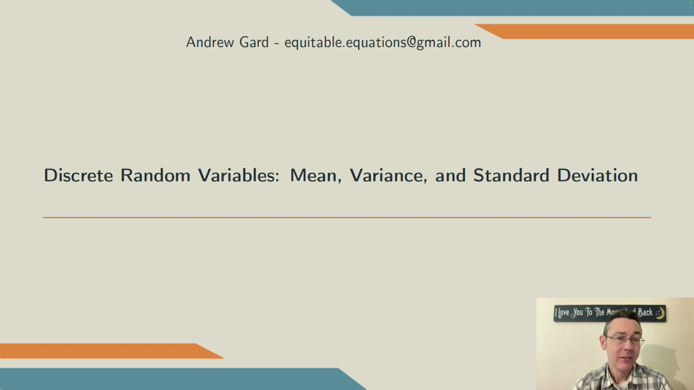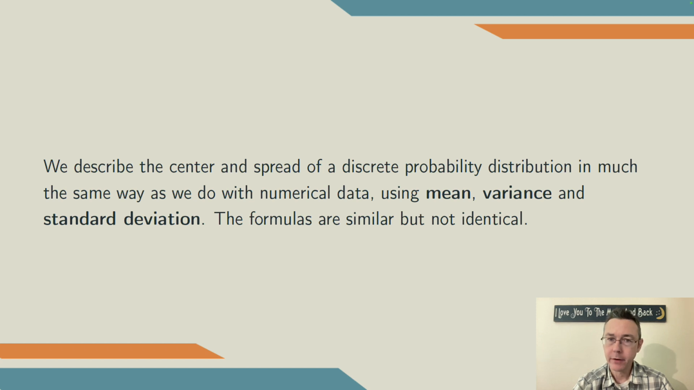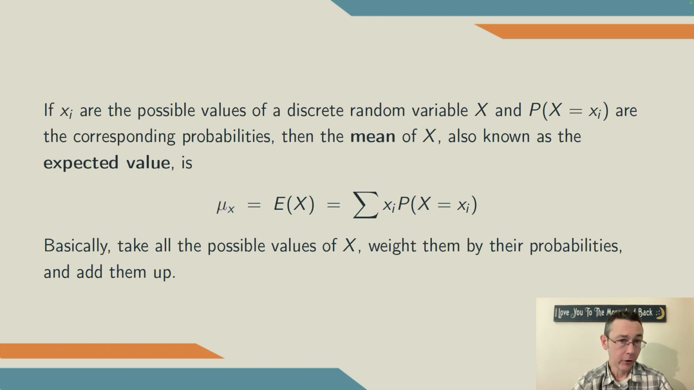Hey everybody. Today we're talking about the mean, variance, and standard deviation of discrete random variables. What we're doing here is measuring the center and spread of the distribution of those random variables. And we're using the same terminology and much the same formulas as we do when we're just talking about numerical data. So let's start with mean, also known as expected value.